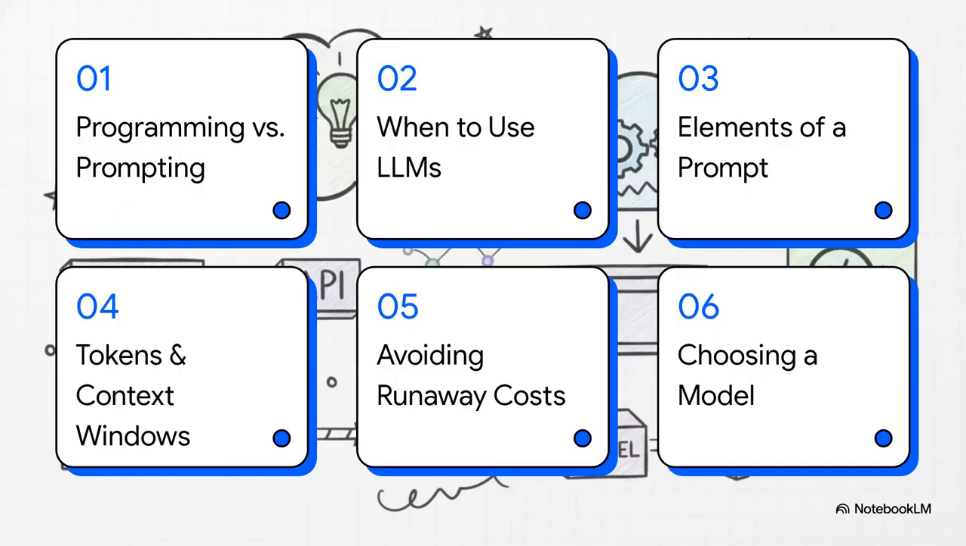Here's our roadmap for today. We're going to cover programming versus prompting, when to actually use LLMs, the 5 core elements of a prompt, tokens and context windows, how to avoid runaway costs, and finally, choosing a model. Let's just dive right in.